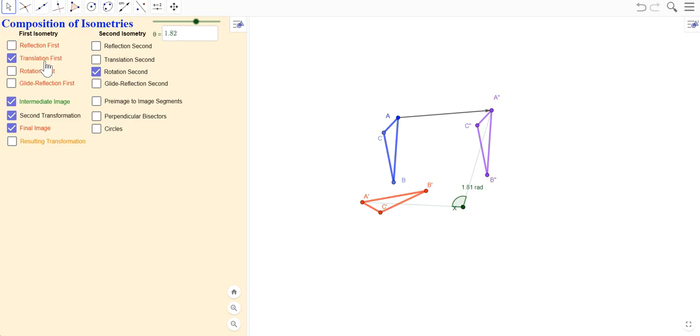No, not a reflection. A rotation, translation, or the identity. Clearly not the identity, not a translation. This must be a rotation. Okay, so let's see if we can see that.